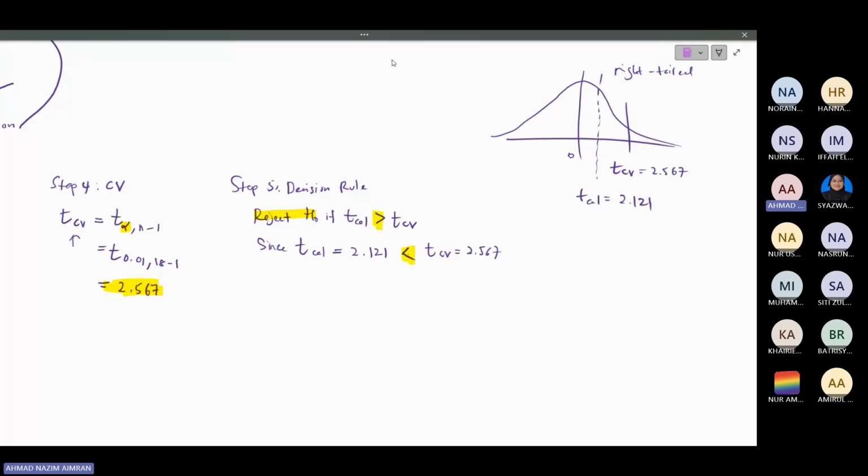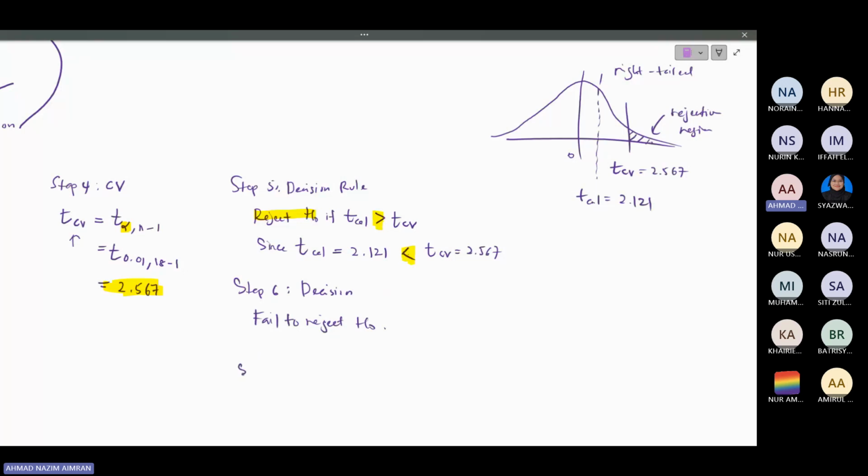So for the decision, step 6, decision, can we reject the H null? No, we cannot reject the H null because the t calculated doesn't fall under this region. This is the rejection region. So for the decision, fail to reject H null.